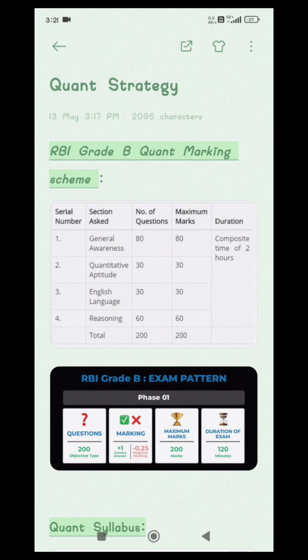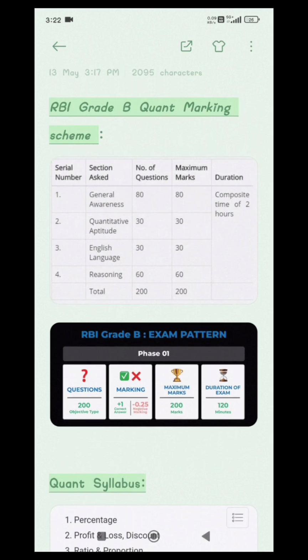As you can see over here, quantitative aptitude has 30 questions for 30 marks, and you get a time of 25 minutes. So in 25 minutes you have to solve 30 questions, which is impossible to solve. And that we will be discussing now, how to solve and what to do.